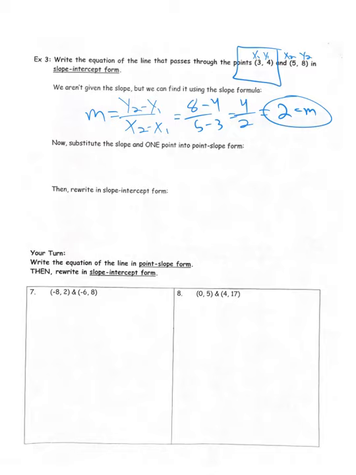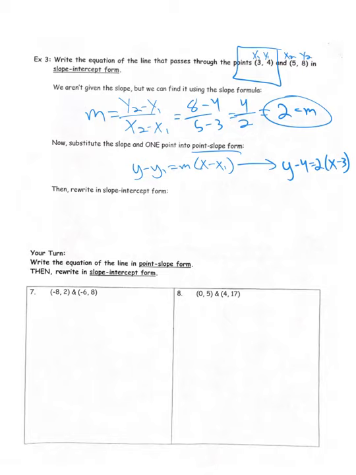Now I'm going to choose one of my points and my slope to plug into my point slope form. So that's the y minus y1 equals m parentheses x minus x1. So plugging that in, using my information, I would get y minus 4 is equal to 2 parentheses x minus 3.